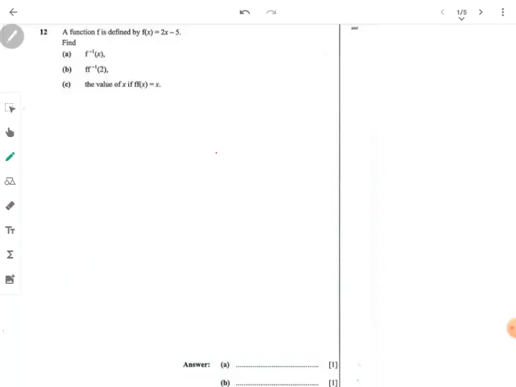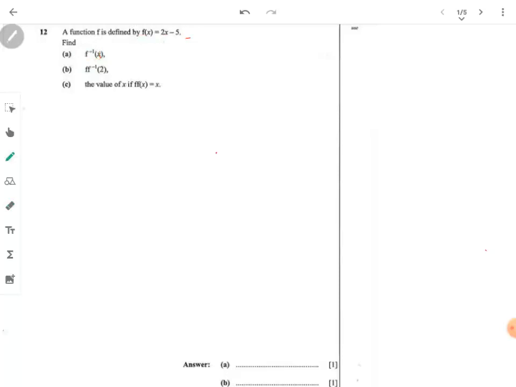A function f is defined by, we have this is the definition of a function, saying find the inverse of the function. Whenever you see this, it means the inverse of the function. Now, how do you find the inverse of a function?